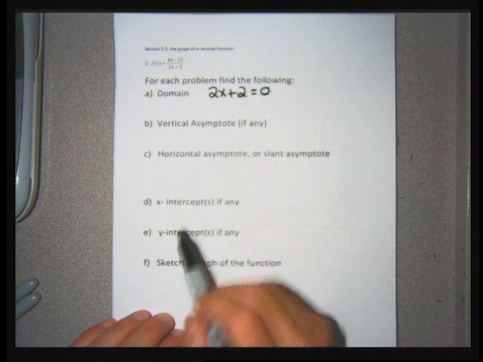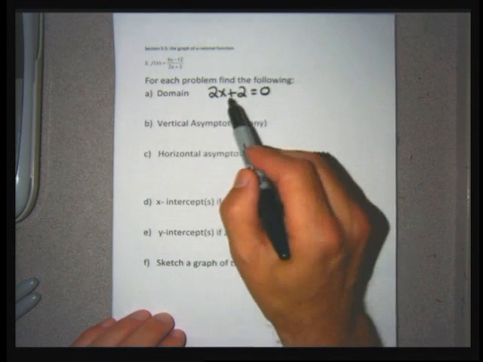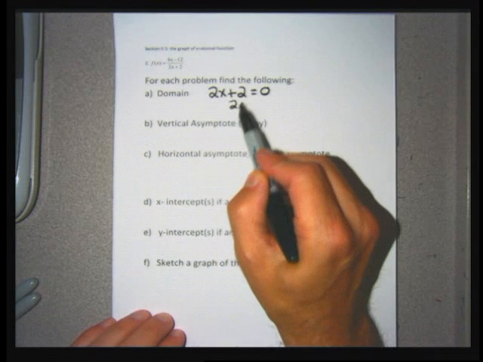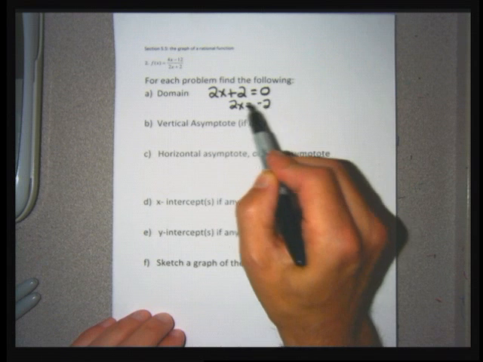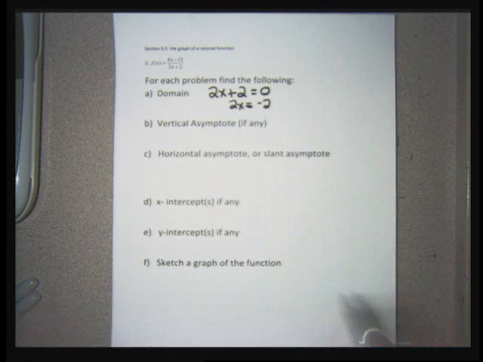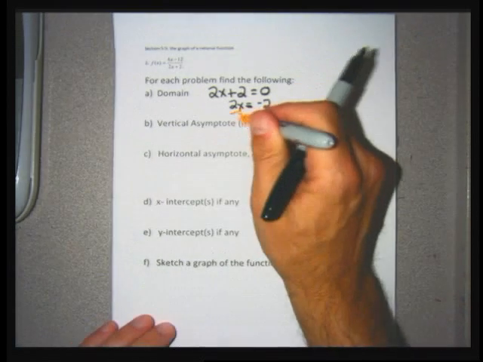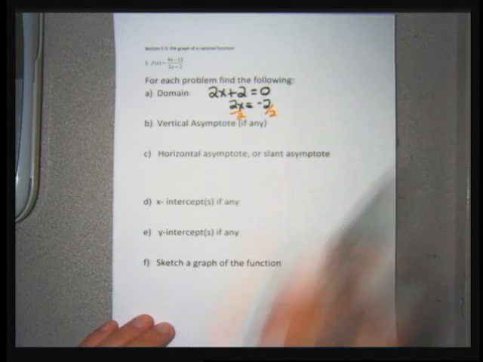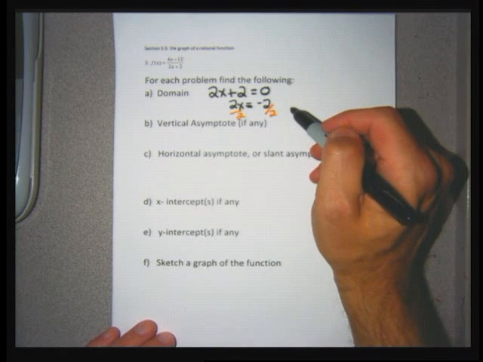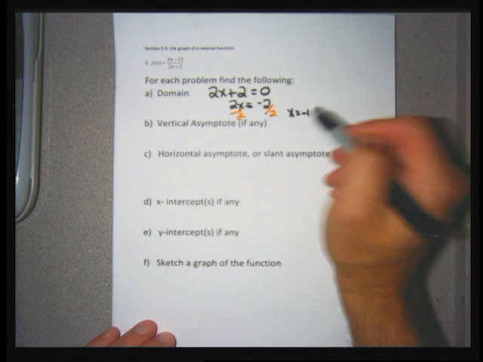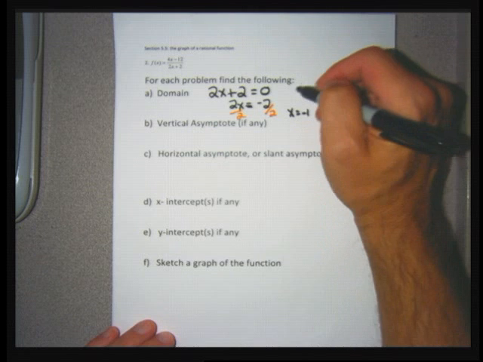So for the domain and the vertical asymptote, I take the denominator, set it equal to 0. Because there's not a square, I'm going to solve this by getting the x's on one side, the numbers on the other. So I get 2x plus 2 equal to 0, setting the denominator equal to 0. Subtract 2 from both sides, I get 2x equal to negative 2, and then divide by 2, and I get x equal to negative 1. That will be the equation of the vertical asymptote, but not the answer for the domain.